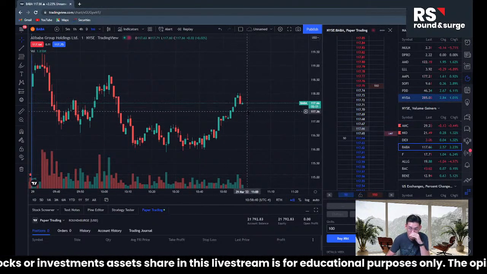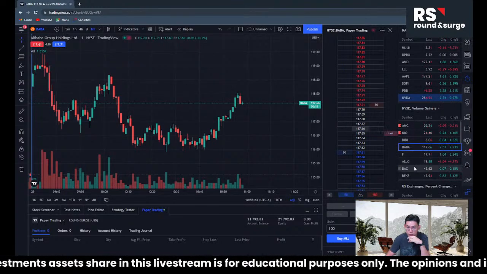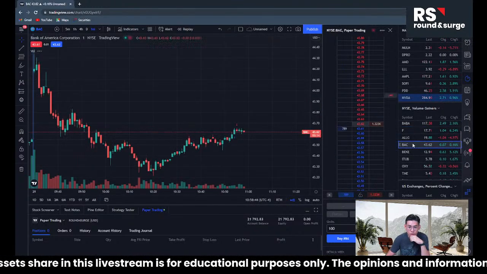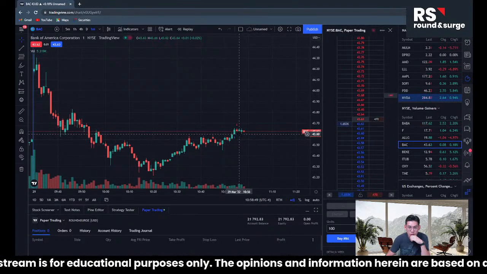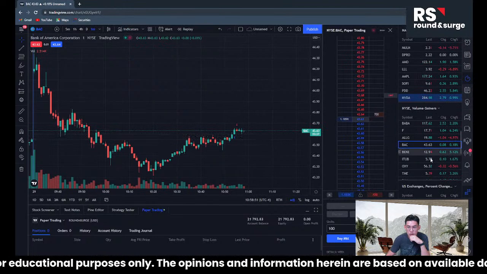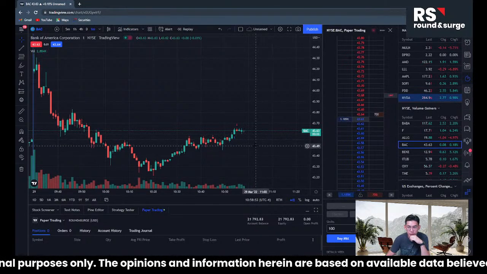So they have not done the retrace yet. The retrace is not done yet. So we just have to wait. So this one is moving sideways again. Let's see. Bank of America.